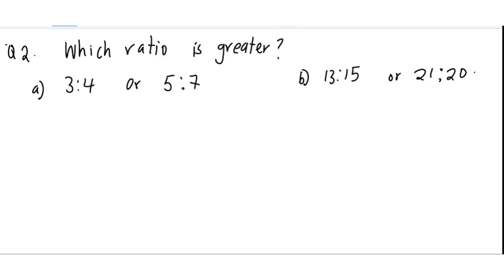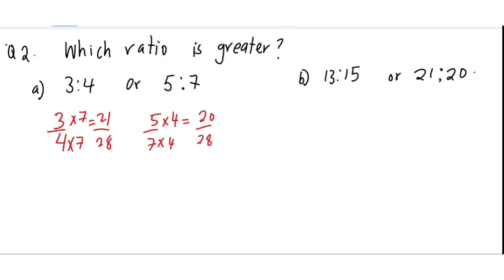Again, you can pause the video and do it by yourself. Which ratio is greater? I'll just use one method for each question, so another method for the other question. 3:4 or 5:7, so 3/4 and 5/7. Make the denominators the same. You multiply by 7 and multiply by 7, it gives you 21/28. Multiply by 4, multiply by 4, it gives you 20/28. Obviously the one which is 21 is greater, so 3:4 is the greatest.